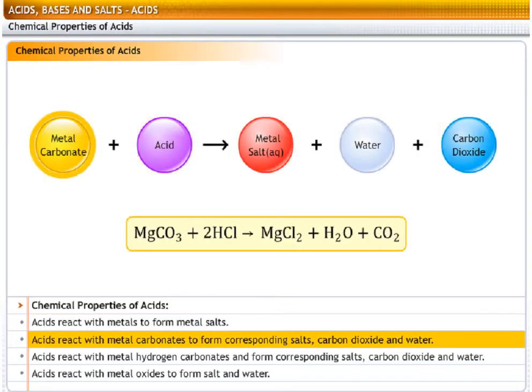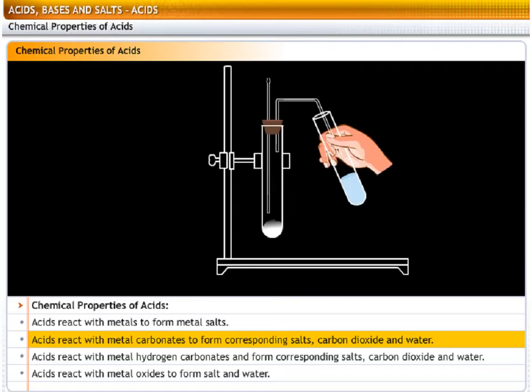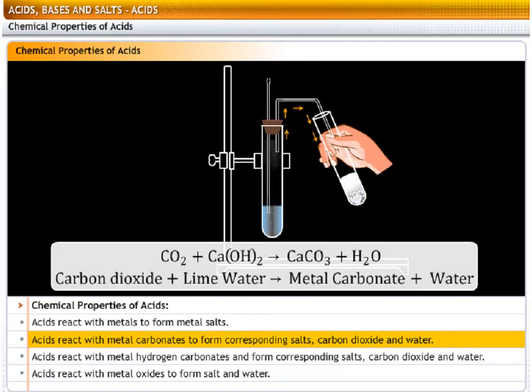Acids react with metal carbonates to form corresponding salts, carbon dioxide and water. Try this experiment. Take 1 gram of magnesium carbonate. Now pour 2 ml of hydrochloric acid into the test tube, you will observe that a gas evolves. Pass this gas through freshly prepared calcium hydroxide solution, also known as lime water. Lime water turns milky, proving that the gas is carbon dioxide. The precipitate formed in this process is calcium carbonate.